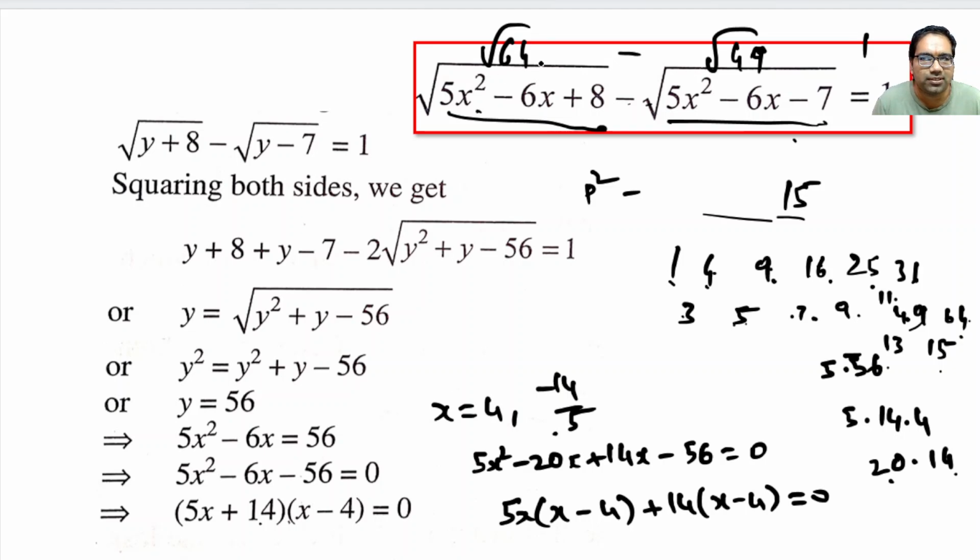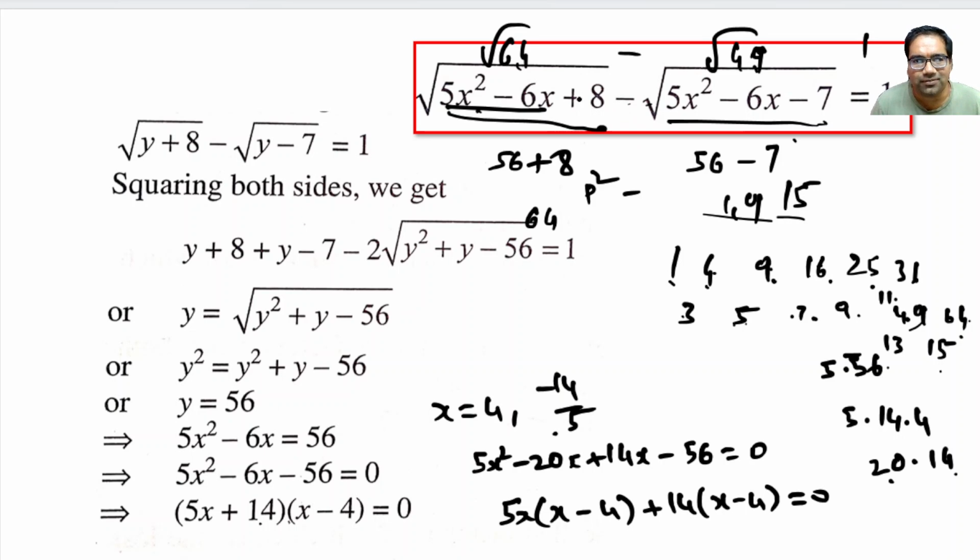And if this has to be 64, the difference between 64 and 49 is actually 15. That means if we take this one as 56, then 56 plus 8 and 56 minus 7, this is 64 and this is 49. If there is a shortage of time and we don't want to do all of this, we can just see and get a rough idea that these two numbers are 64 and 49, and this 5x square minus 6x is actually 56.